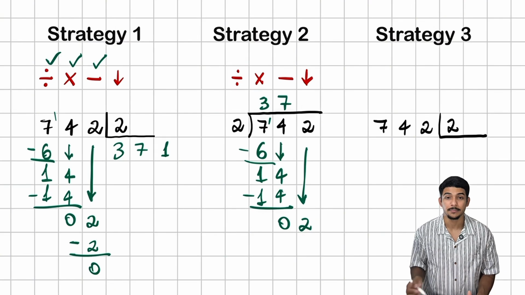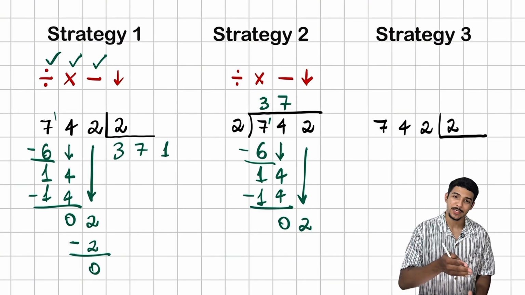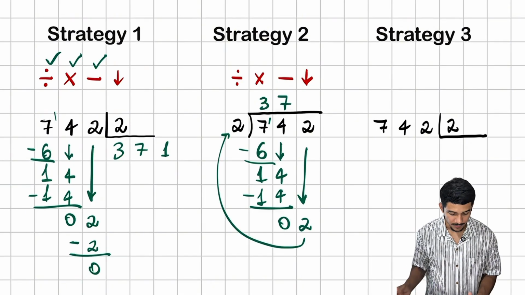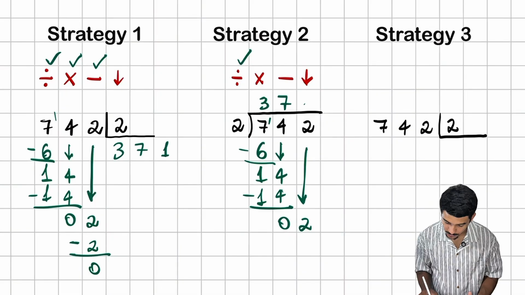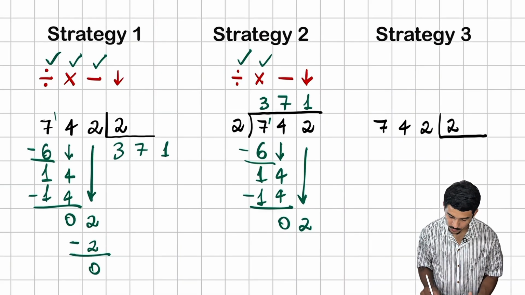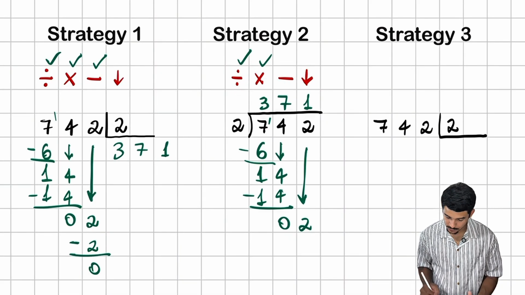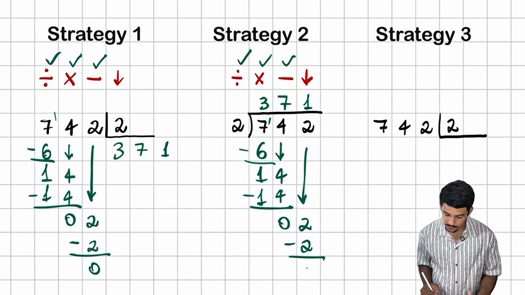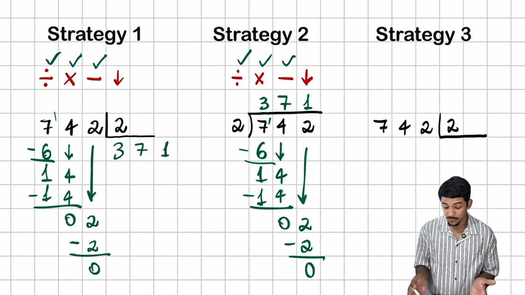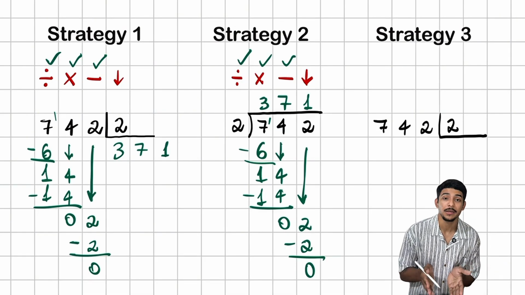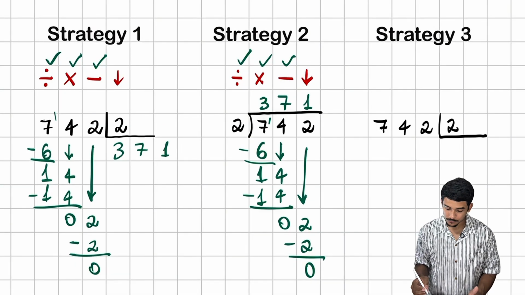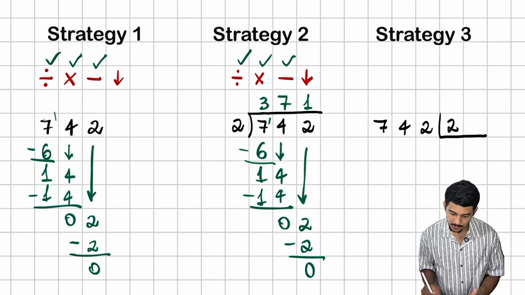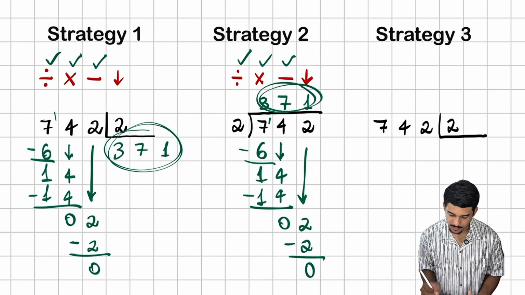Let's start all over again. Division, multiplication, subtraction, bring the next digit down. 2 divided by 2 is 1. Let's multiply. 1 times 2, it's 2. Let's subtract. 2 minus 2, it's 0. And then we don't have digits to put down anymore. So the answer of that division is 371, just like we found out in strategy 1.